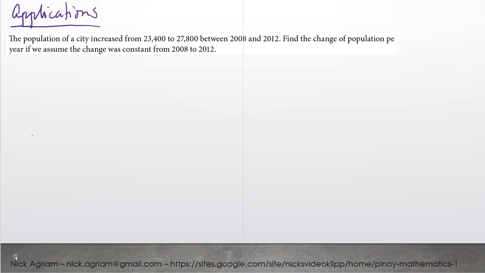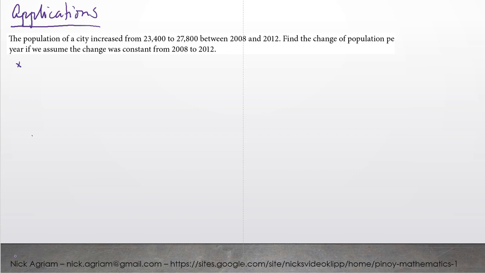For example, the population of a city increased from 23,400 to 27,800 between 2008 and 2012. Find the change of population per year if we assume the change was constant from 2008 to 2012. And at the same time, we will also find the model of this problem.